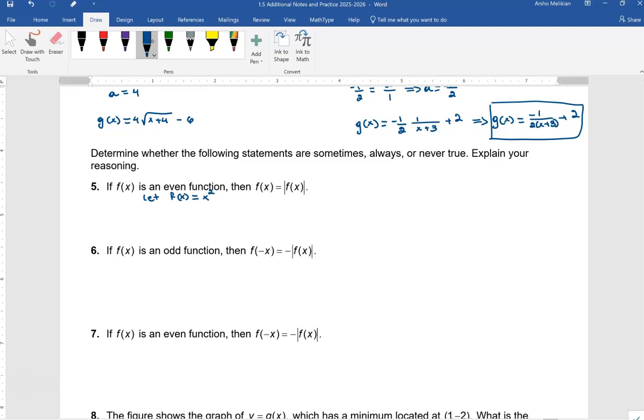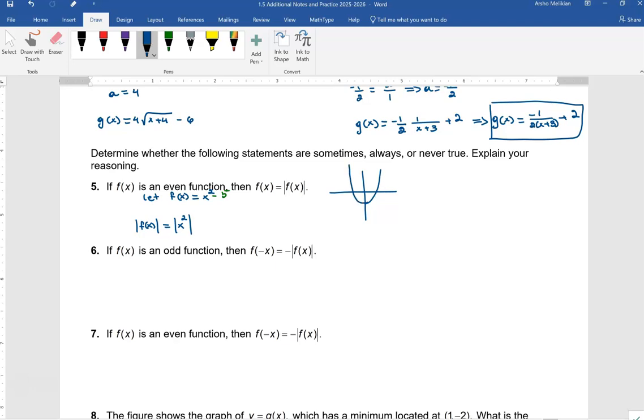Now, what is the absolute value of f of x? That's absolute value of x squared. Are they going to be the same? Yeah. But always? Okay. What if it was x squared minus 5? Will the absolute value of the function be the same? Let's see why. Why not? Don't just say why. You have to justify it.